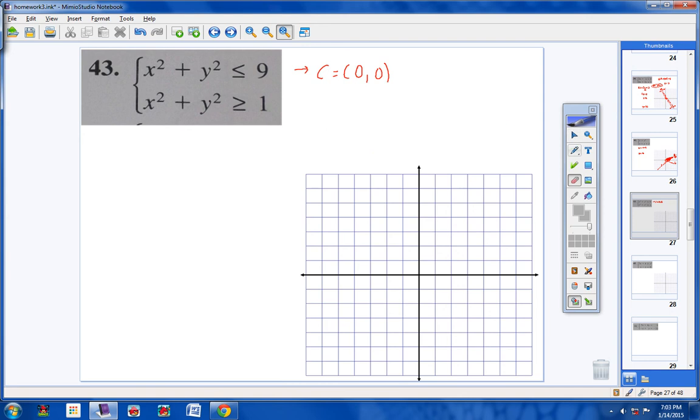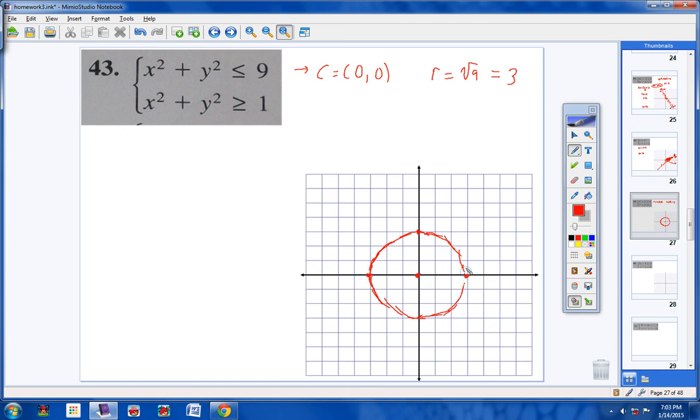Now the radius is always the square root of this number. So the radius is the square root of 9, which is 3. So let's go ahead and graph this circle. My center is at 0, 0. I go out 3. I go up 3 because my radius is 3. I go over 3, and I go down 3. Now there's an equal sign here, so it's going to be a solid circle, okay? So I'm going to do the best I can with my very inadequate drawing skills. I'm going to sketch this circle, okay?